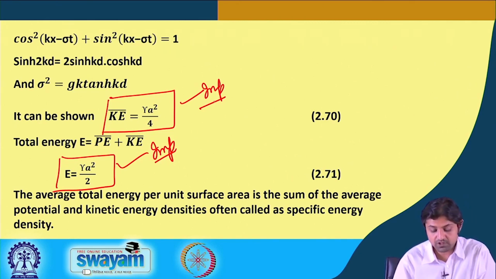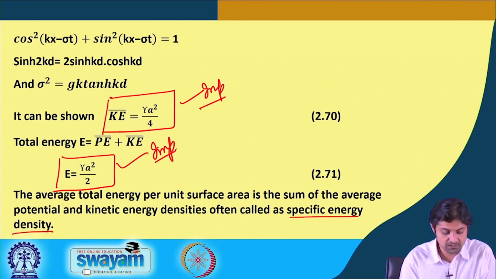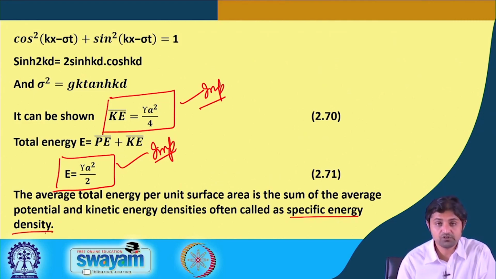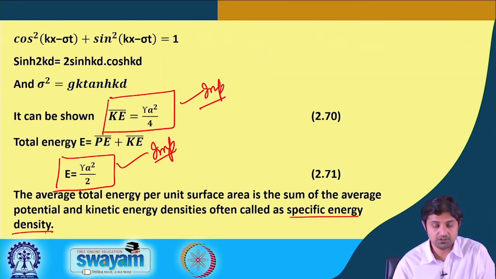So, the average total energy per unit surface area is the sum of average potential and kinetic energy densities, often called specific energy density. You can also be asked what is specific energy density, for example.